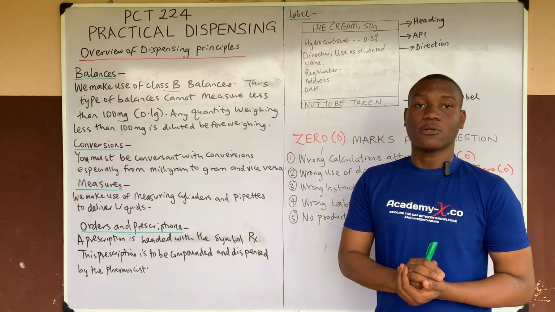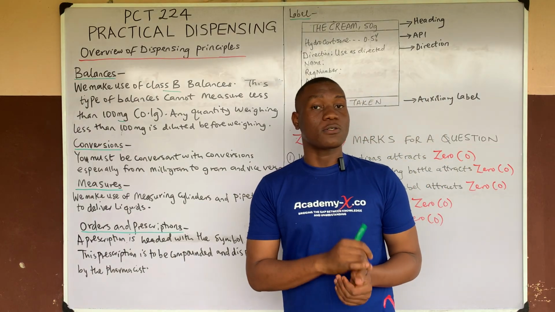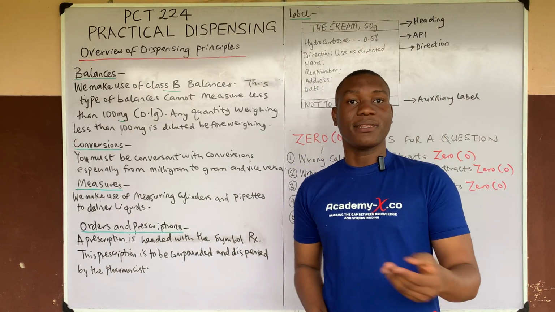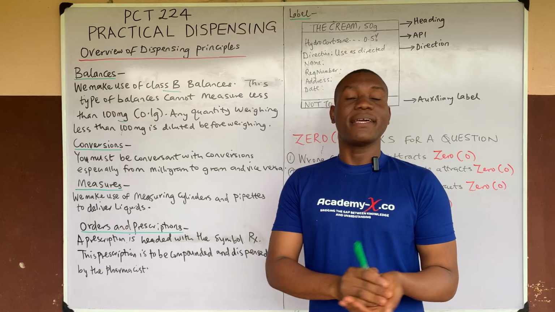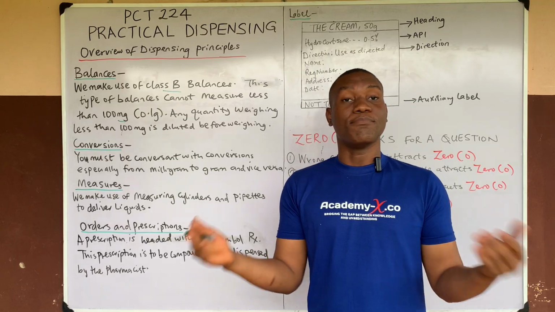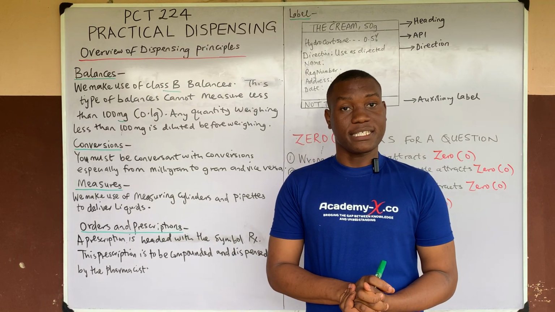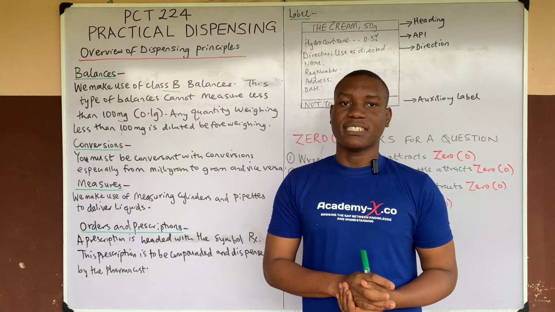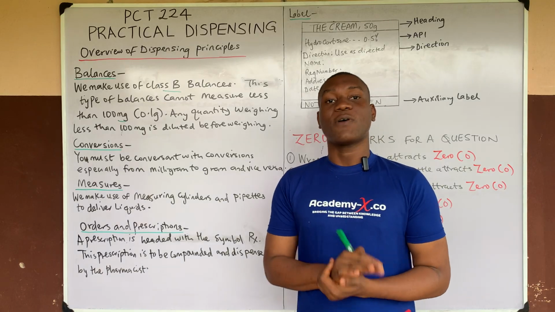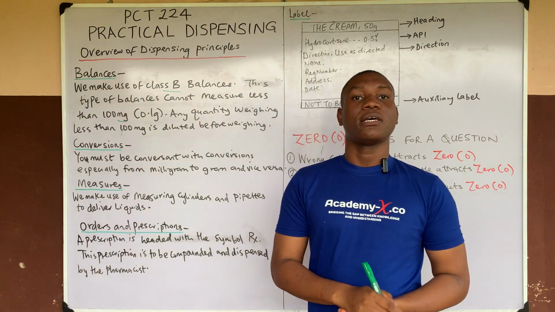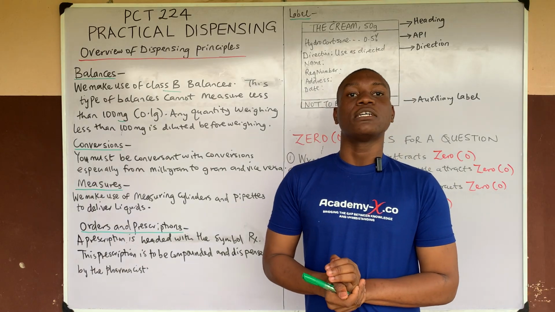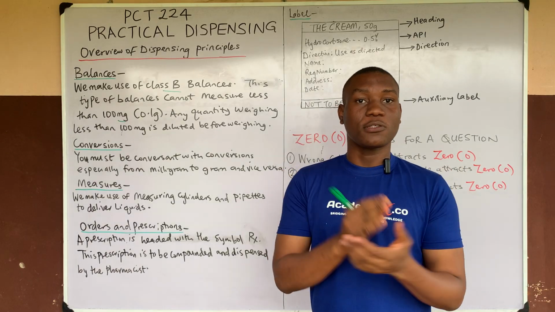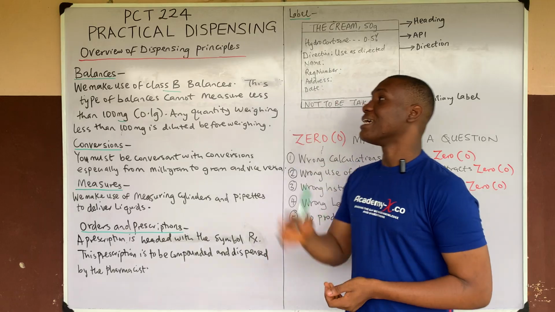So let's look at conversion. You must be conversant with converting from gram to milligram and milligram to gram, because if you make any mistake there, you may get ambiguous weights to measure. So you must be very, very conversant in the conversions. That is why they taught you pharmaceutical calculations before coming to teach dispensing. So we're going to apply everything they taught you in pharmaceutical calculations in dispensing.